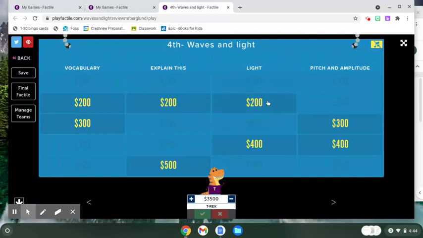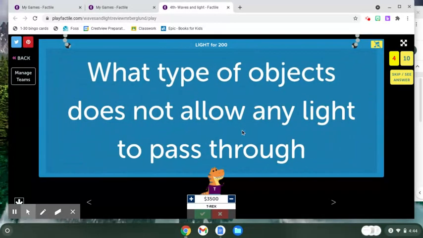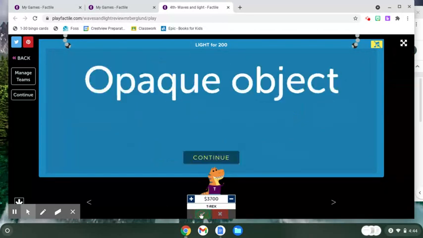Let's do light for 200. What type of objects do not allow any light to pass through? Those would be opaque objects.